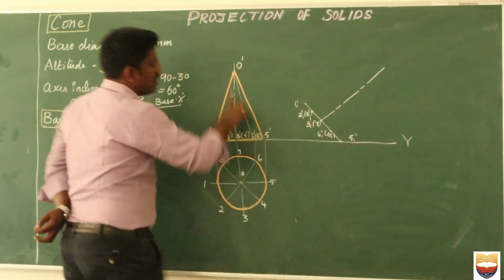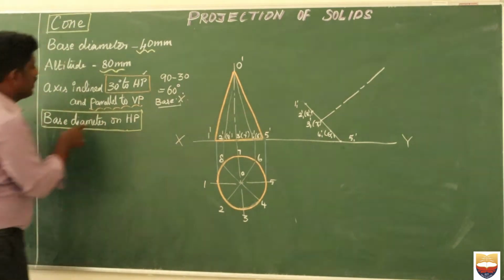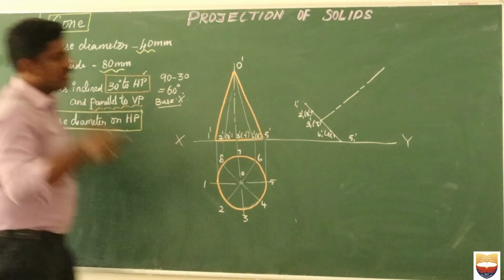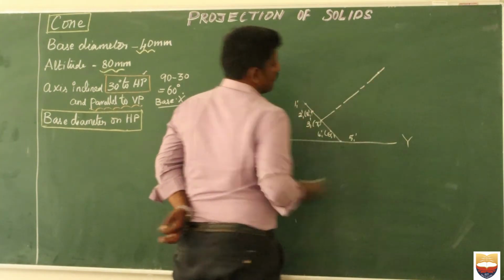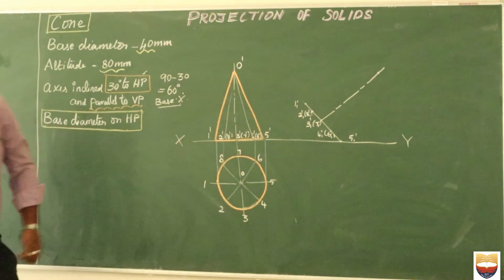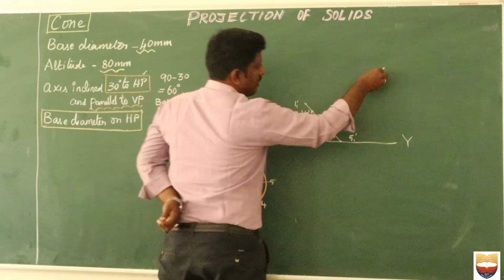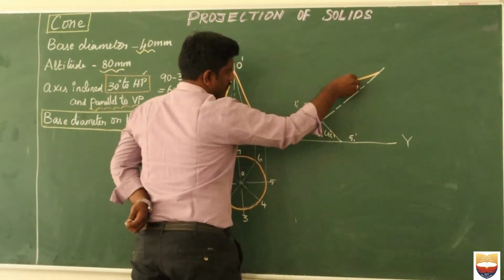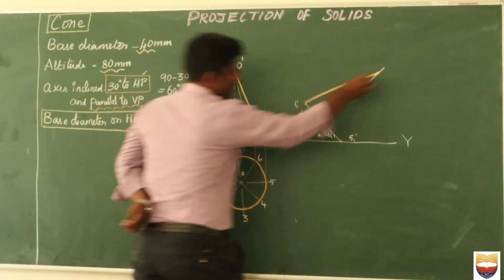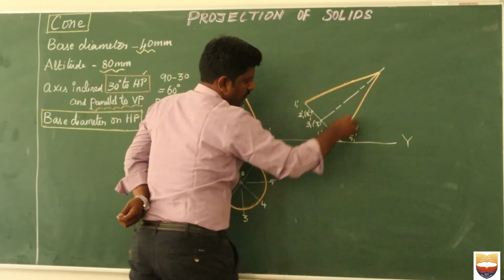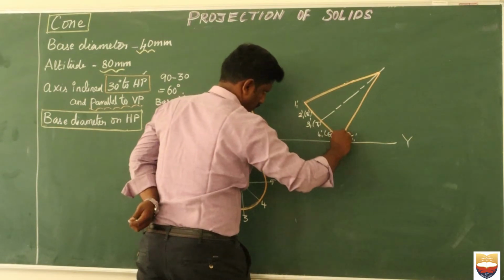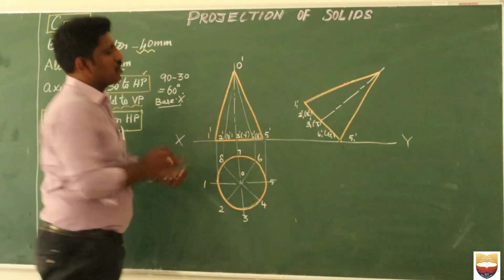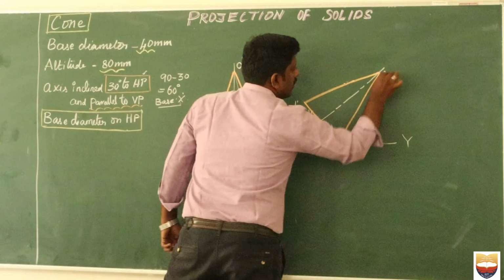Okay, and I know obviously what is the height given in my problem. The height given is 80 millimeter. Using your scale, what you can do is you can measure 80 mm and you can fix a point here. Okay, once you fix a point, you try to complete the particular diagram. That's all. So your center line should be very light and very thin.